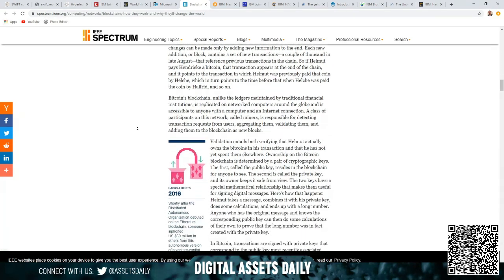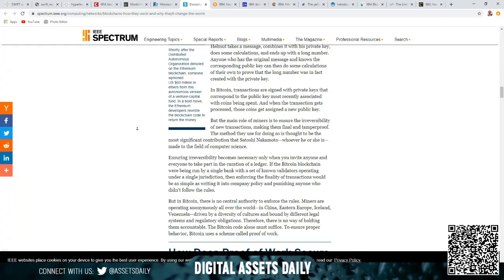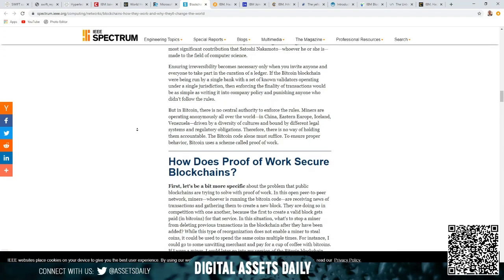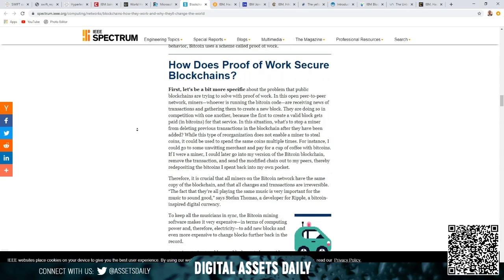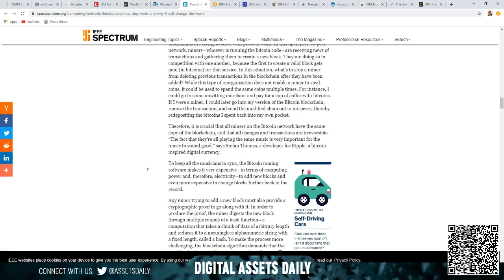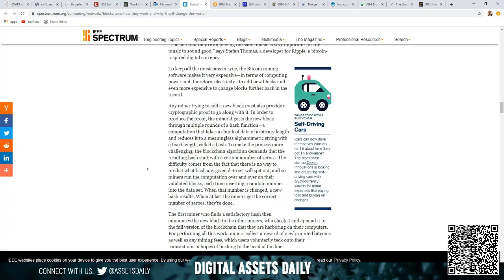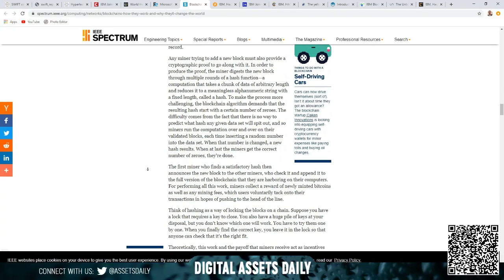I believe there was something else I wanted to share in this article. Therefore, it is crucial that all miners on the Bitcoin network have the same copy of the blockchain and that all changes and transactions are irreversible. The fact that they're all playing the same music is very important for the music to sound good, says Stefan Thomas, a developer for Ripple, a Bitcoin-inspired digital currency. And again, that's where Ripple's XRP, they were always labeled as Bitcoin 2.0.